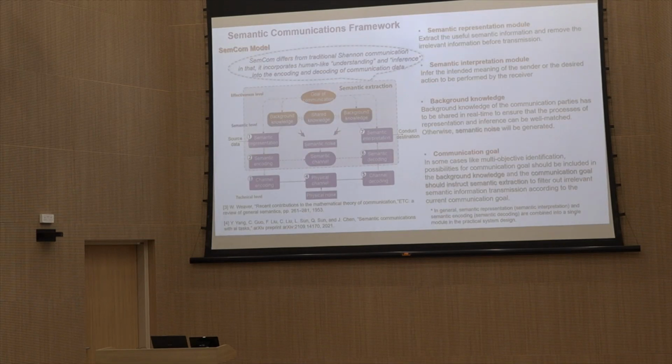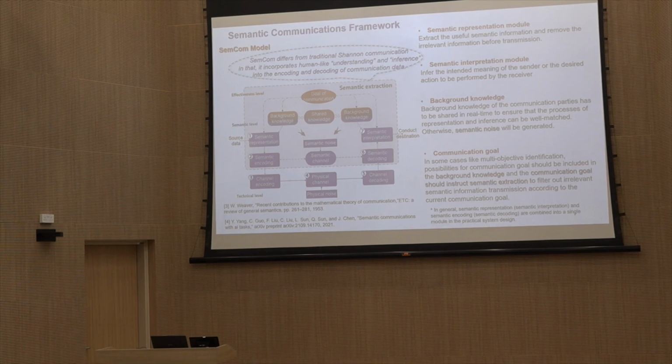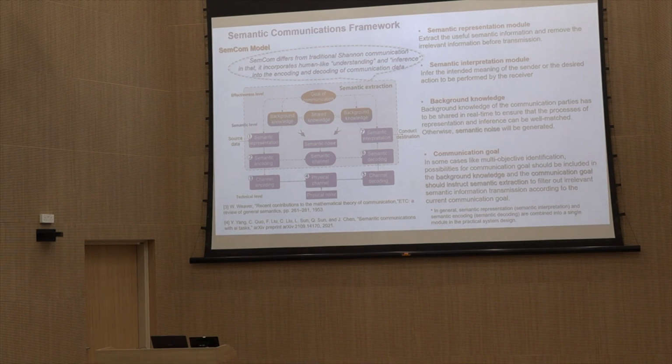Semantic communication framework. Semantic communication models differ from traditional channel communication in the fact that they incorporate human-like understanding and inference into the encoding and decoding of communication data. We can look at the semantic information, which is based on semantic extraction, by dividing it into three levels. Effectiveness level, where we consider the goal of the communication.